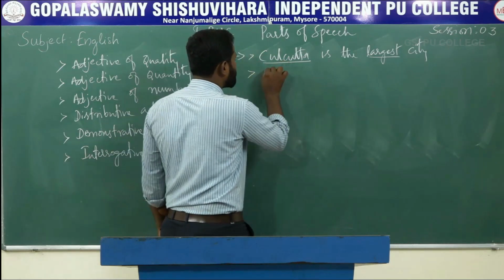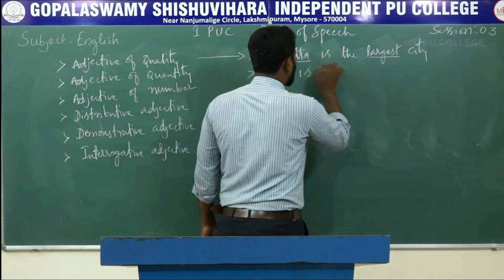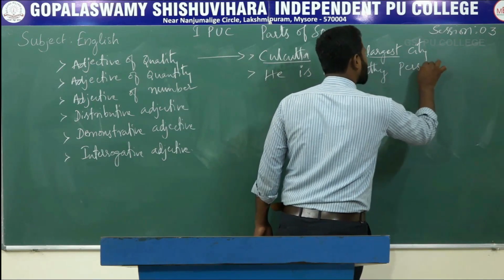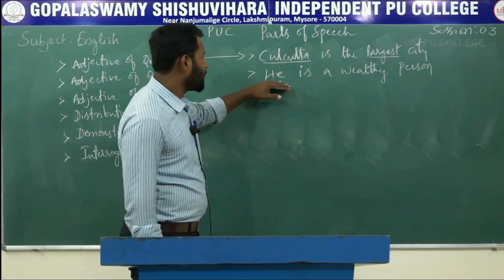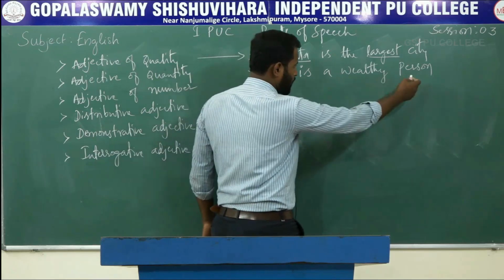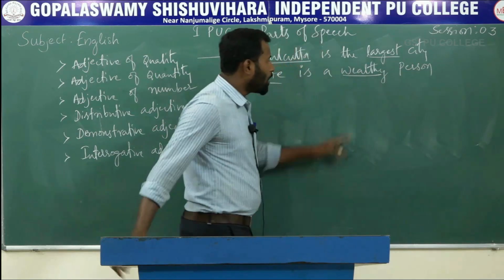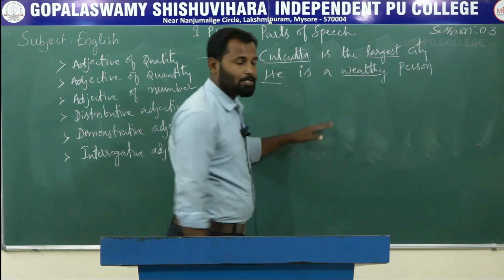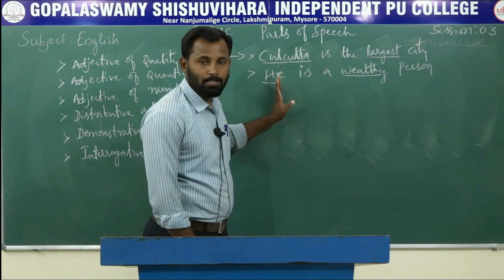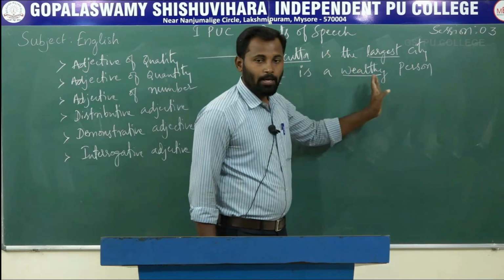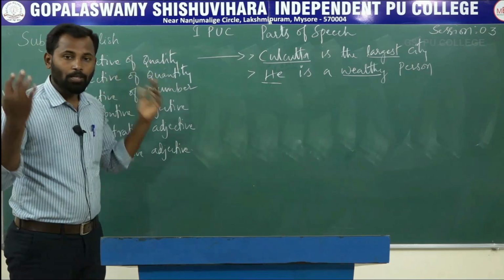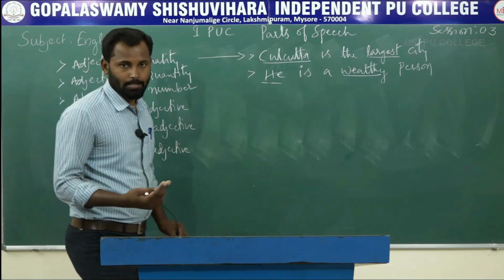So next, he is a wealthy person. In the second example, he is a wealthy person. Here you have a subject, he, and the word wealthy describes this person. What kind of person is he? He is a wealthy person. So like this, adjective of quality talks about the quality of a person or a place.